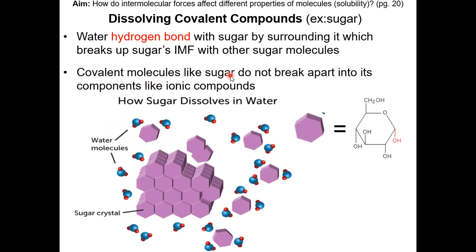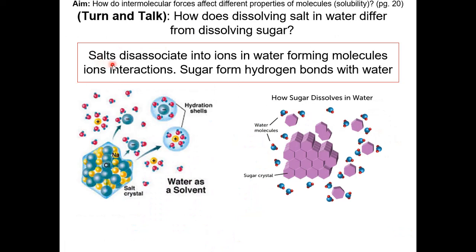Covalent molecules like sugar do not break apart into their components like ionic compounds. If you recall, when ionic compounds dissolve in water, the crystal lattice disperses into its ions. But if you look at sugar, when sugar dissolves, sugar does not break apart into its atoms. In summary, when salt dissolves, it dissociates into ions in water, forming molecule-ion interaction. When sugar dissolves, it forms hydrogen bonds with water.